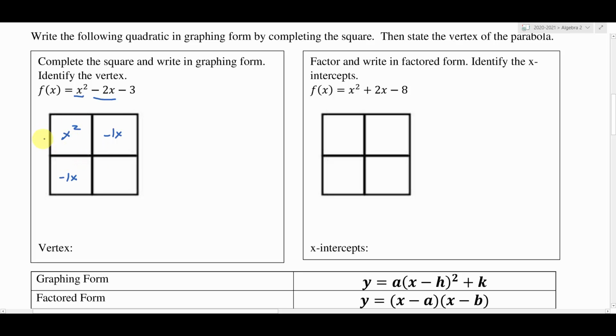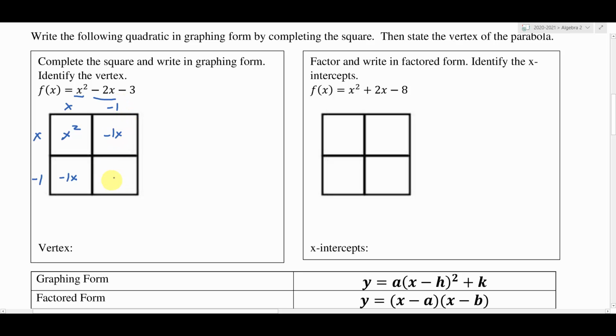At this point, we start building our outside dimensions. So we know that here in the upper left-hand box, we're going to need an x and an x, because x times x gives us x squared. Then down here we know we need x times something to give us negative 1x, so this is going to have to be negative 1. X times negative 1 is negative 1x. We'll repeat that over here because it's the same thing. X times negative 1 gives me negative 1x.